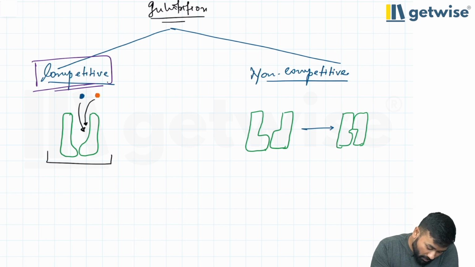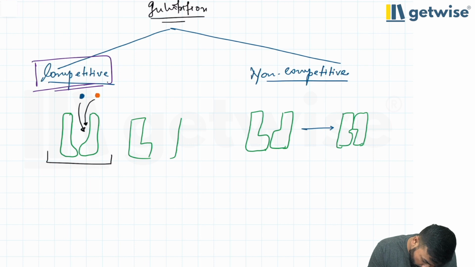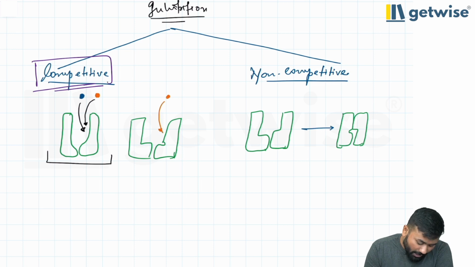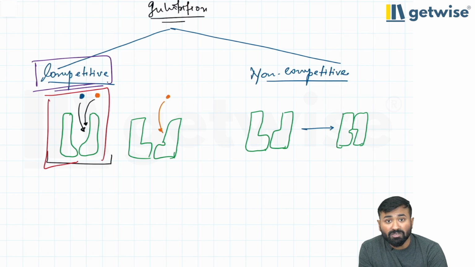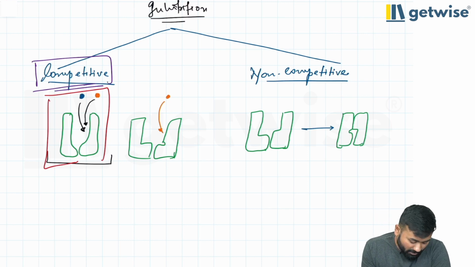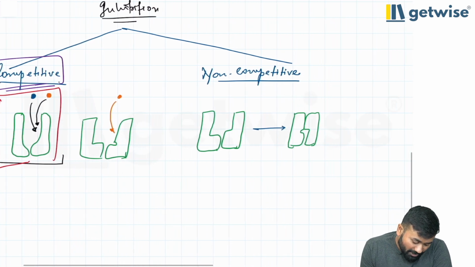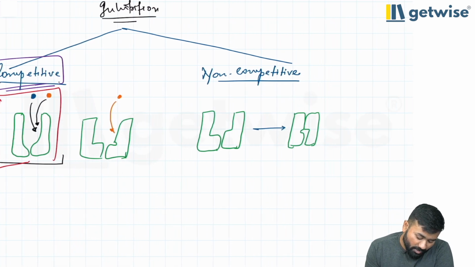If there is only one molecule like this orange one, it will bind to the receptor site. But in the competitive inhibition case, there are two molecules. They are fighting for a single receptor site. So the rate of transport will decrease. After this, there is one more type of inhibition that is called non-competitive inhibition.